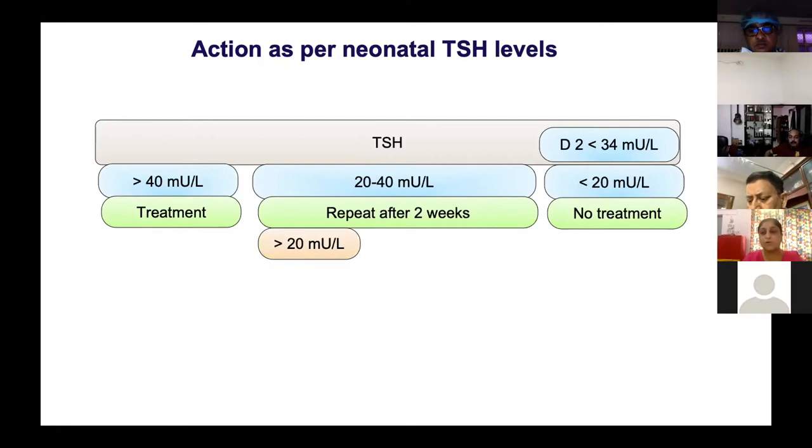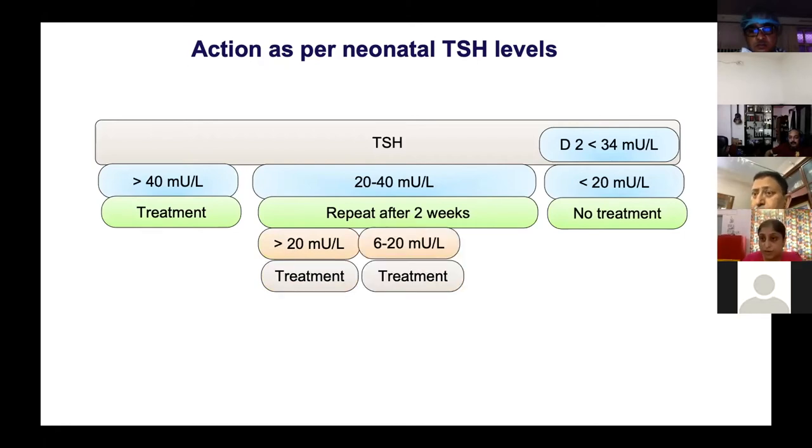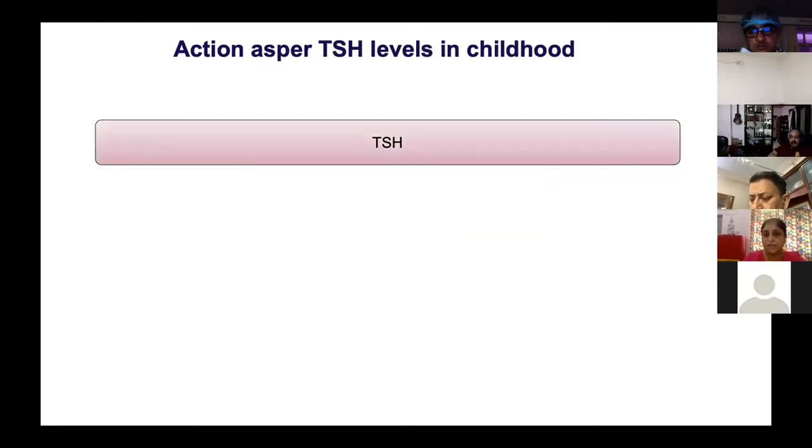After 2 weeks of life, the easiest way to remember is just the 2-week cutoff. According to the international and also the national guidelines that we have, in babies who are less than 2 weeks of age, a level of more than 20 is abnormal, and in babies who are more than 2 weeks of age, a level of more than 10 is abnormal. So this is the easy way to remember: less than 2 weeks, level 20; more than 2 weeks, level 10. If the level in a baby who is 2 weeks and beyond is more than 10, it is taken as abnormal and needs to be evaluated further accordingly.